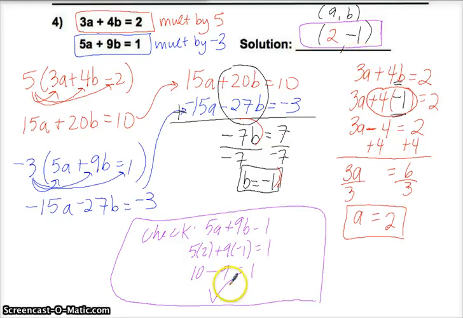Again, check it. I'm choosing the other equation in order to check. So I plug in 2 for A, I plug in -1 for B. 10 minus 9 is equal to 1, yes it is, so therefore we know it's correct.